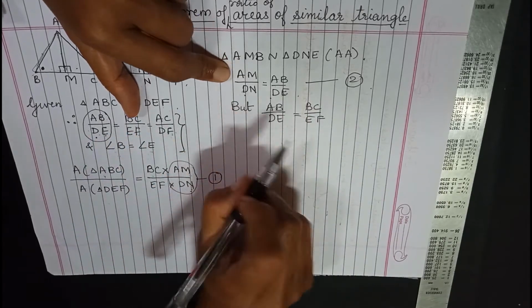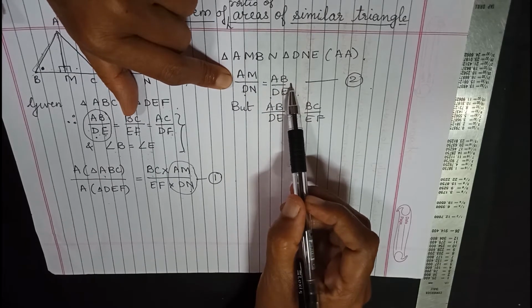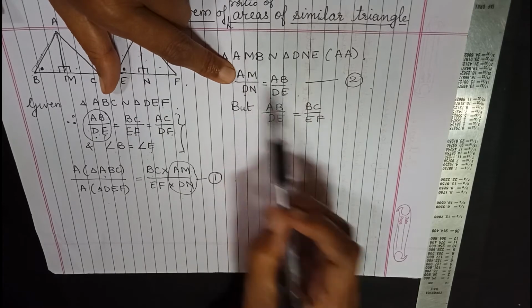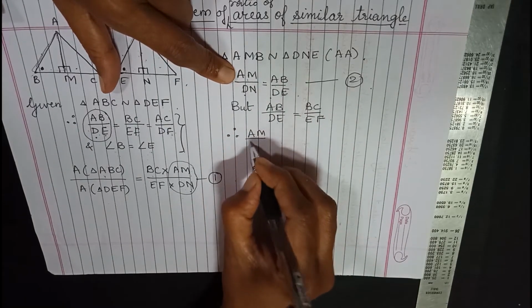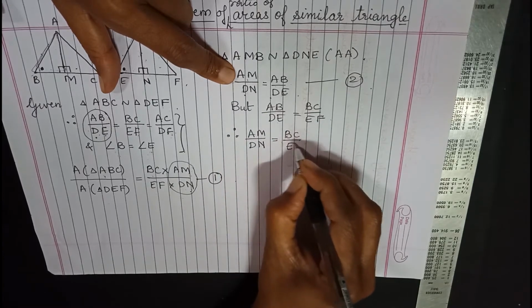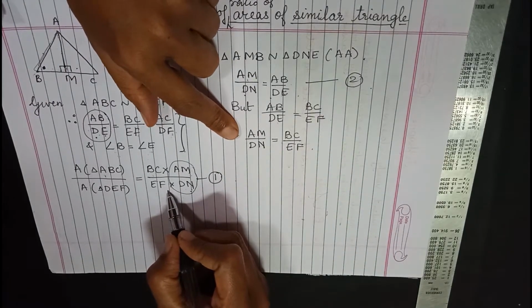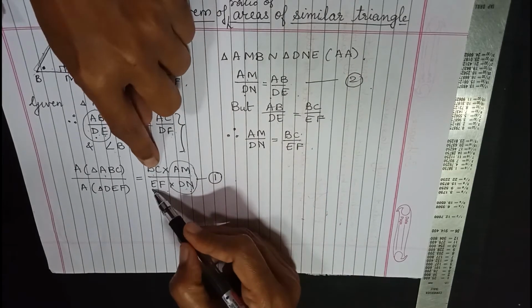Right? Therefore, what you can conclude is that if the first ratio is equal to the second ratio, and the second ratio is equal to the third ratio, then the first and third ratios are equal. So what we get from here is that AM upon DN is also equal to BC upon EF. And this value we will substitute in this first equation. Instead of AM upon DN, we will put BC upon EF.